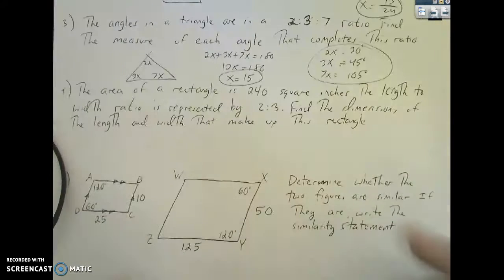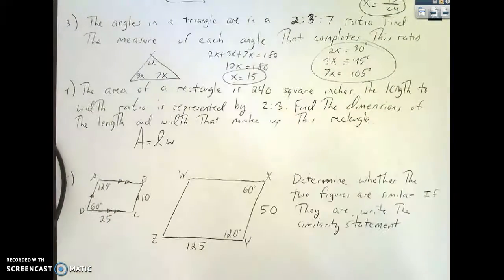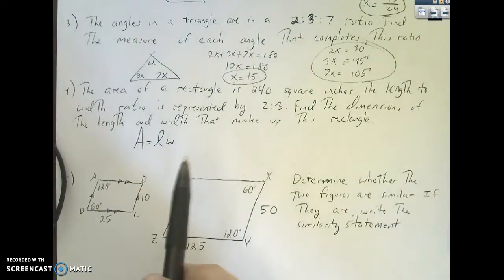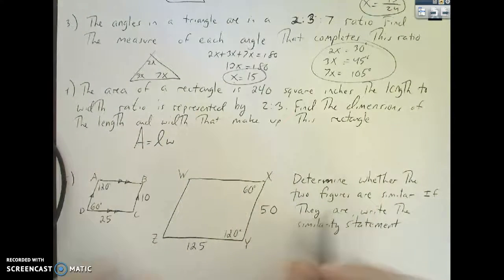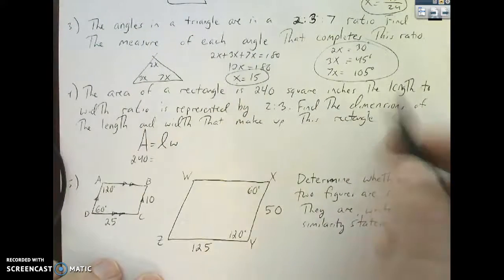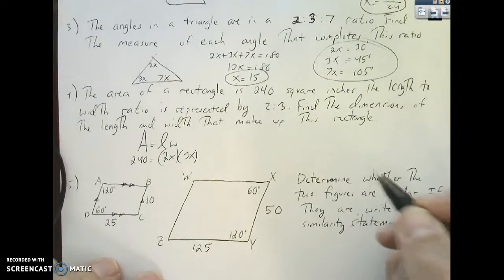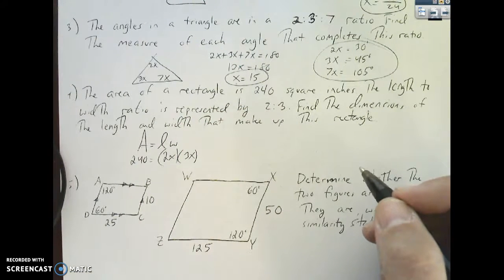The area of a rectangle is 240 square inches. Area is length times width. Okay, so the dimensions, the length to width ratio is represented by 2 to 3. So the area is 240. The length is 2 to 3. I can say 2x and 3x. I'm comparing it to the same thing, obviously. Find the dimensions of the length and width that make up the rectangle.